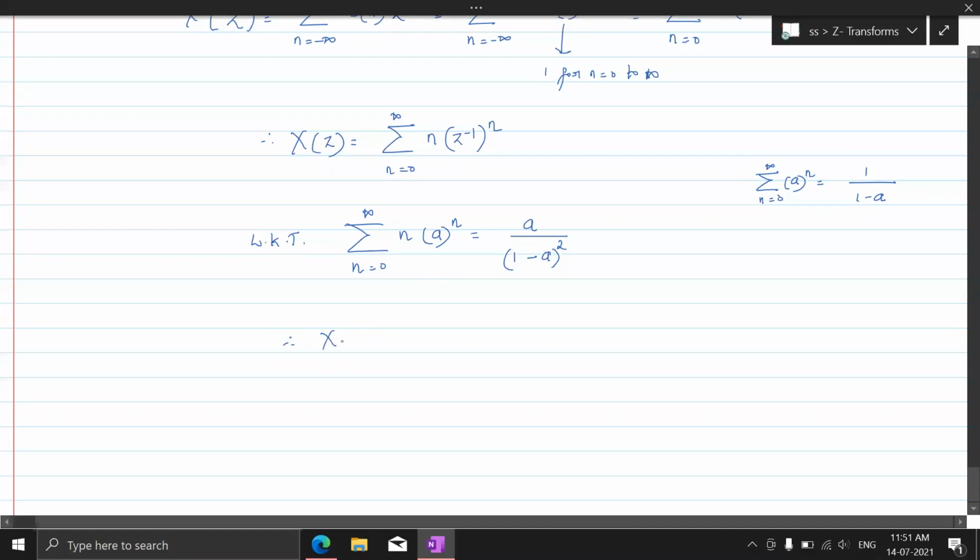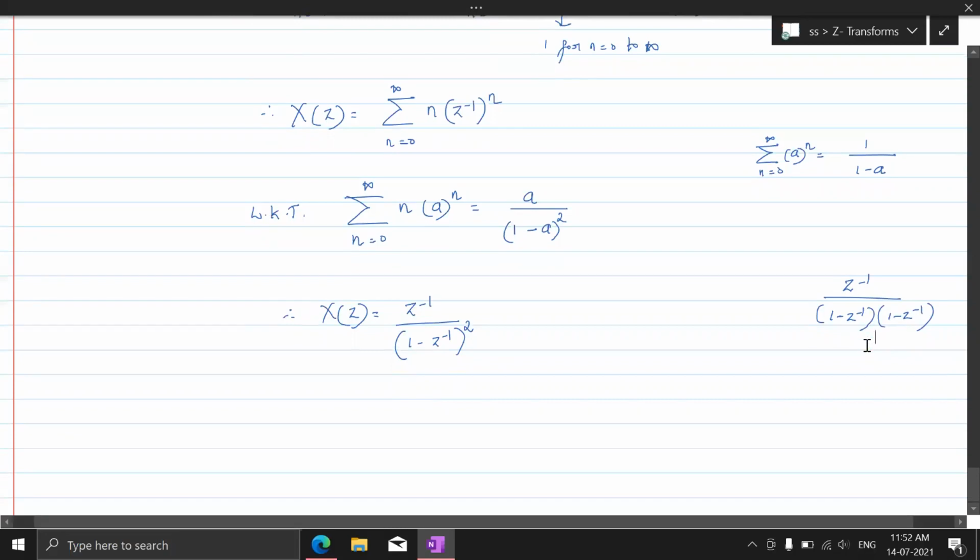Understand that? Therefore, x of z can be written as what? Z inverse is a. This is a, right? So in place of a, you have z inverse. That's it. So it is z inverse divided by 1 minus z inverse whole square. Understand that? So here we need to see the ROC. There are two terms of 1 minus z inverse here: 1 minus z inverse into 1 minus z inverse. If you see it for one, the same applies for the other also. Do it for just one term. That is sufficient. So here we shall see the ROC.